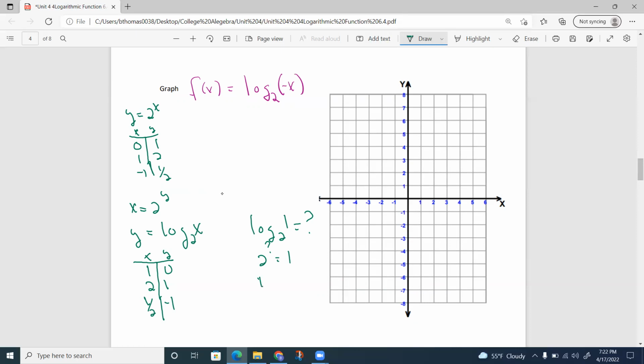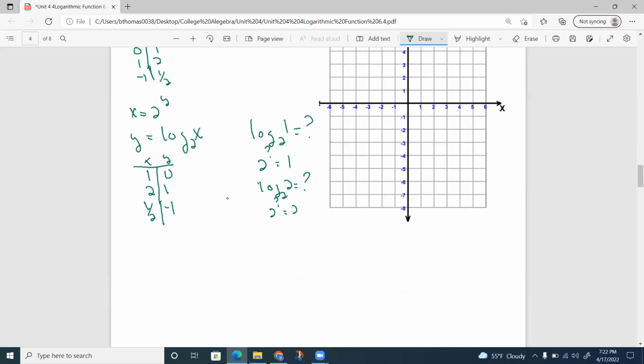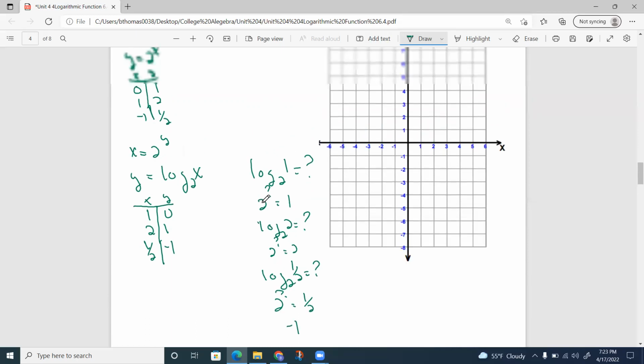If I want to evaluate the log of 2 base 2, well, 2 to the y power is 2. Notice how that would be a 1. And if I have the log of 1/2 base 2, 2 to the y power is 1/2. That would indeed be a -1. So those ordered pairs do play out there.